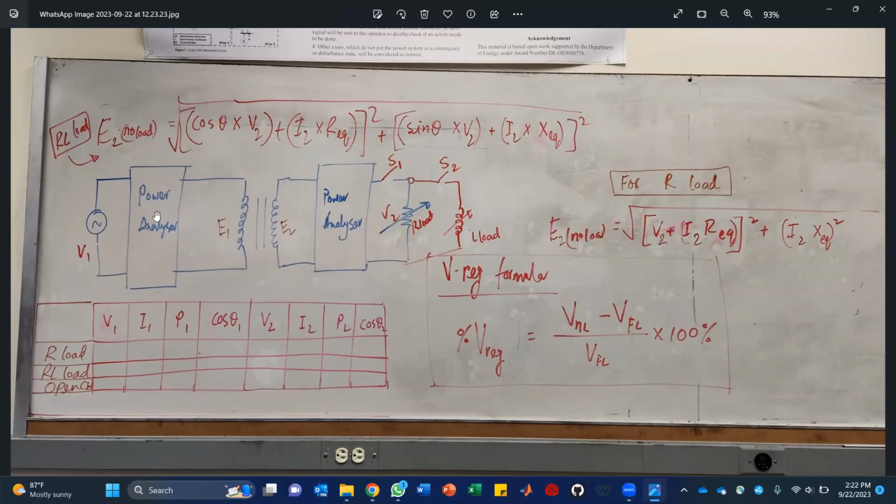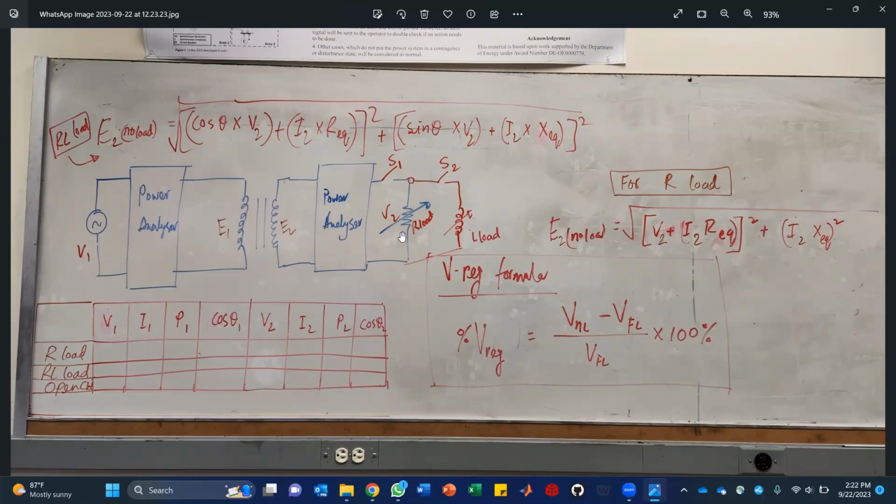In practical cases, V1 will be larger than E1 because there will be some losses in the winding, those copper losses as I have talked about, and there will be some losses here as well on the secondary. That's why E2 will always be larger than V2. But if it is an open circuit, in that case, E2 will be V2.